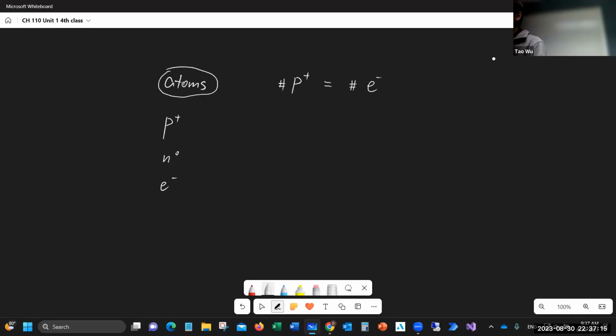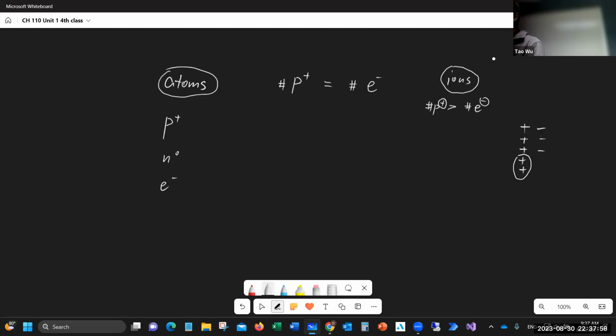But if it's not neutral, then we're going to have ions. So if the protons are more than the electrons, remember, proton has a positive charge, electron has negative. If we have 5 positive and 3 negative, then we have 2 net positive for the overall particle. Then the particle has a charge. So the charged atom is not called an atom, it's called an ion.